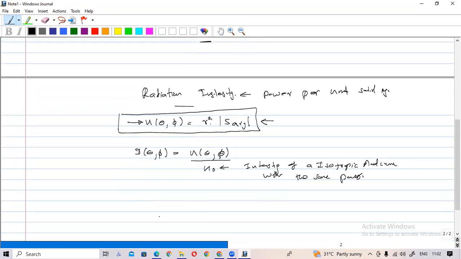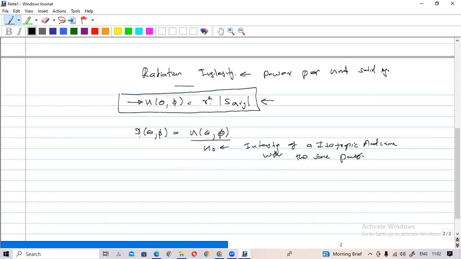Now you can see that, okay? So if you are given this radiation intensity, and if you are asked to find this directivity function, you need to have a relationship between these two, okay? So you can see that there is a relationship. You are given this one, then you have to find this one, okay? So maybe this U naught is defined as total radiated power divided by 4π, okay?